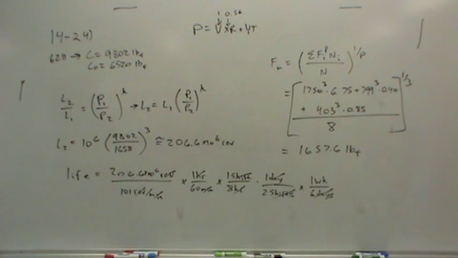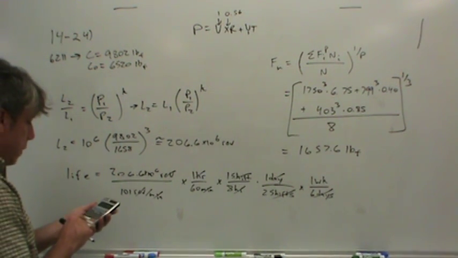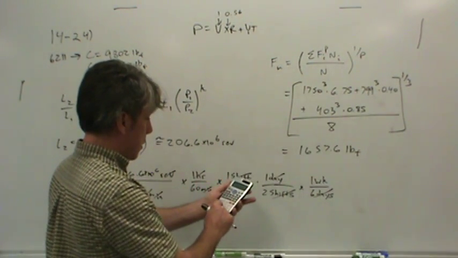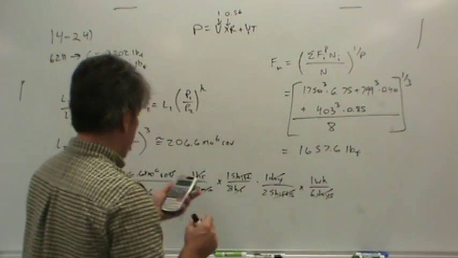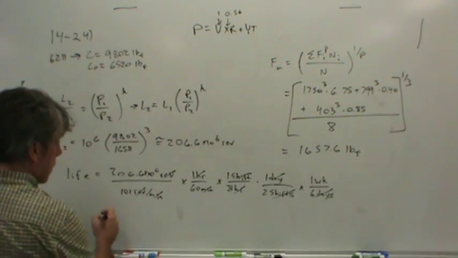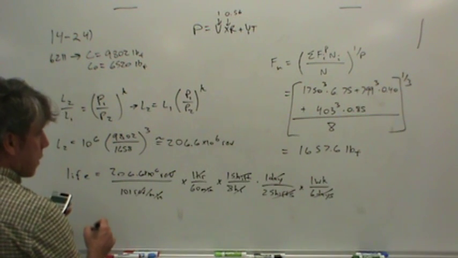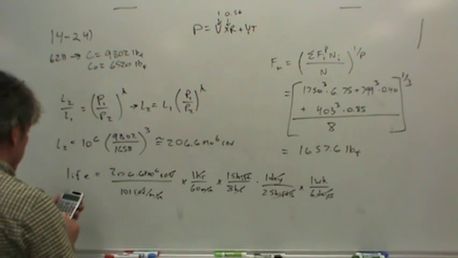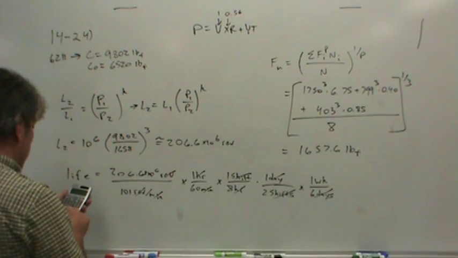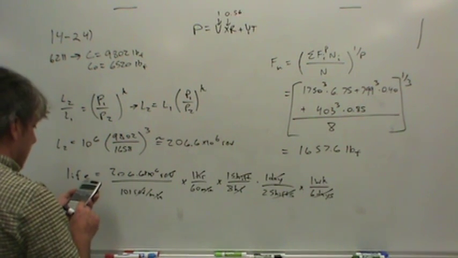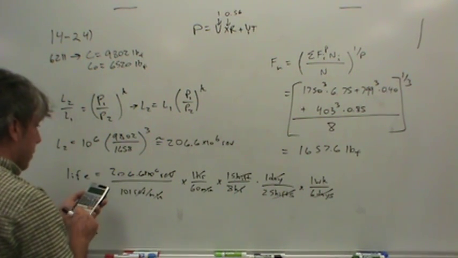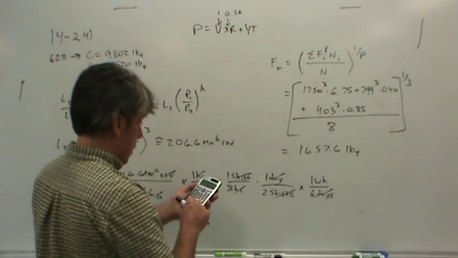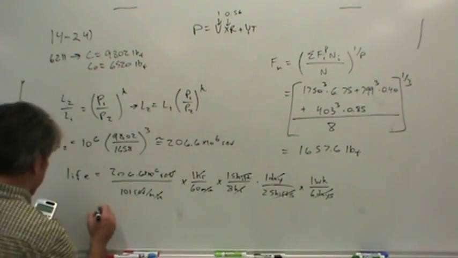So let's see what that number is. So divide by 101, divide by 60, divide by 8, divide by 2, and divide by 6, and we get something that doesn't make sense. Let me try again. 206.6 E6 divided by 101. I may have hit a button twice or typed in a number twice. 8, 2, 6. That's better. I just hit a wrong button.